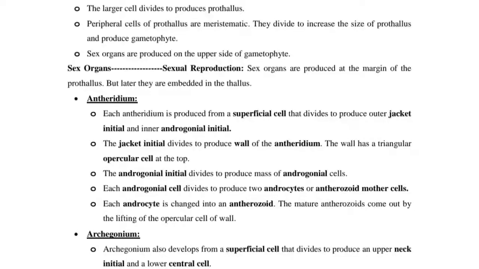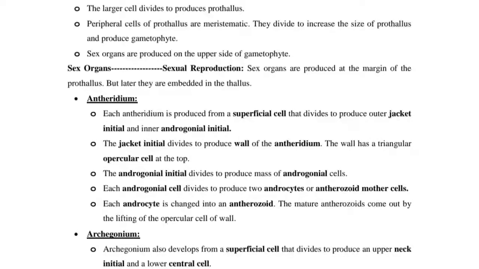The androgonial initial divides to produce a mass of androgonial cells. Each androgonial cell divides to produce 2 androcytes or antherozoid mother cells. Each androcyte is changed into an antherozoid. The mature antherozoids come out by the lifting of the opercular cell of wall.